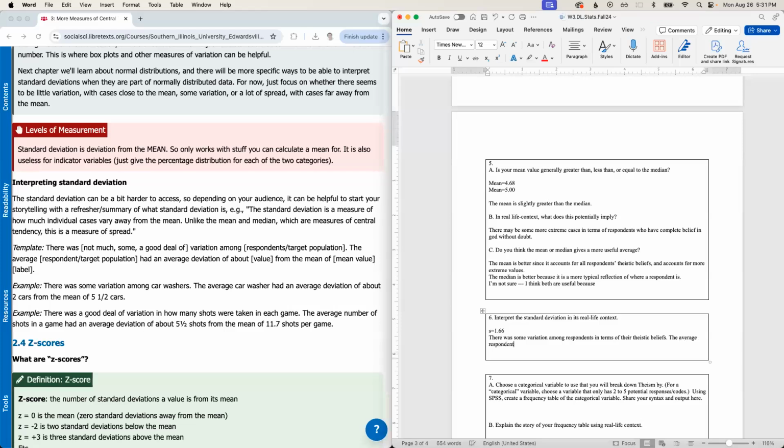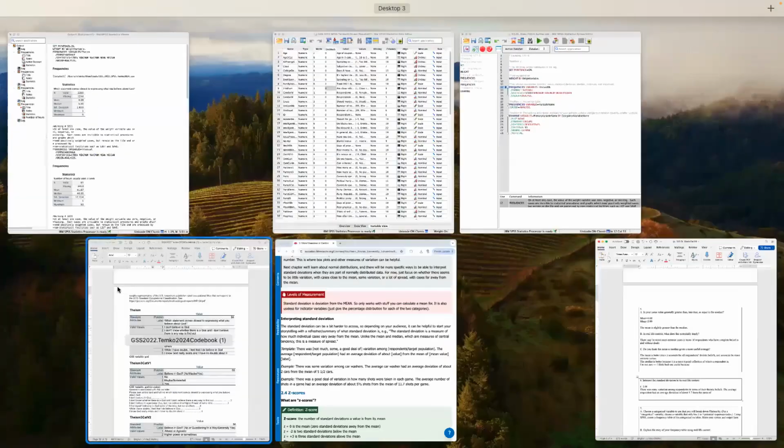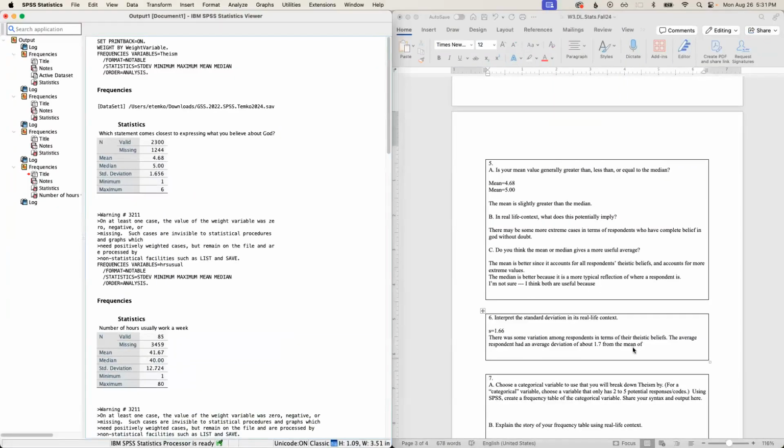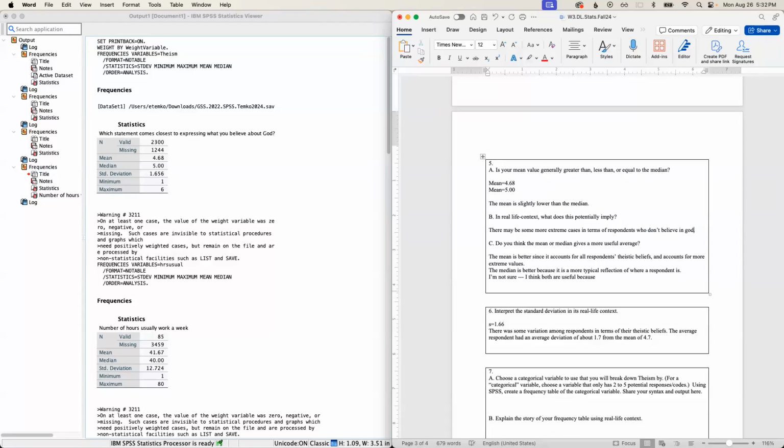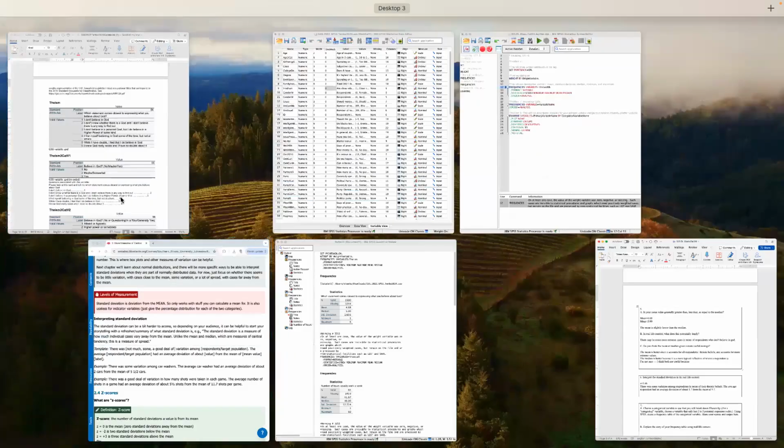The average respondent had an average deviation of about 1.7 from the mean of 4.7, sorry, 4.7. Oh, that makes sense. Sorry, I made a mistake here. The mean was, no, see, the mean is lower. And so the extreme cases are not the ones that have complete belief, in terms of respondents who don't believe in God, right? It's going to be the lower ones. So that's down here.